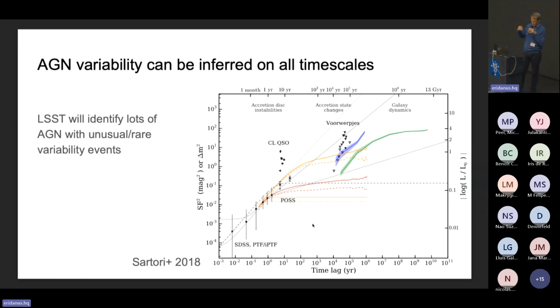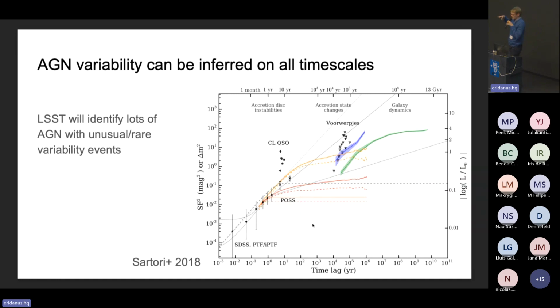So this is actually good because it means that we can start to use this kind of modeling. I should just say, obviously if you wait for longer and longer, you get to galaxy mergers and so on. I'm not going to talk about that today. I'm going to focus on the accretion disk instabilities and accretion state changes. But so this is great for LSST, right?